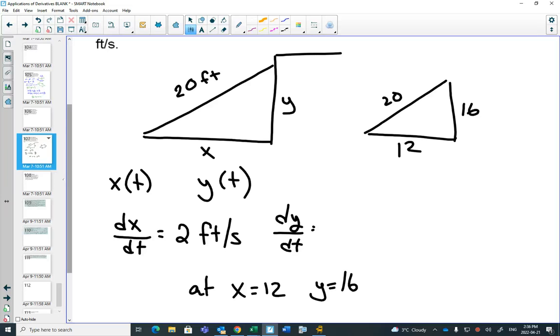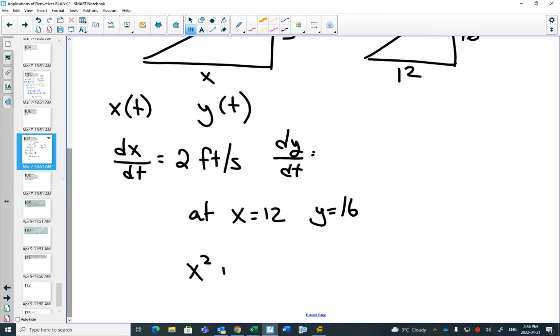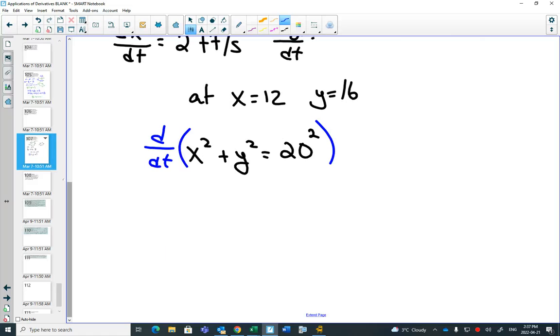So what equation do we have in this situation? Well, if we look at our original diagram, we have x squared plus y squared equals 20 squared. And this time when you take the derivative with respect to time, there's no z involved because it's always constant, and you get 2x dx/dt plus 2y dy/dt equals 0.